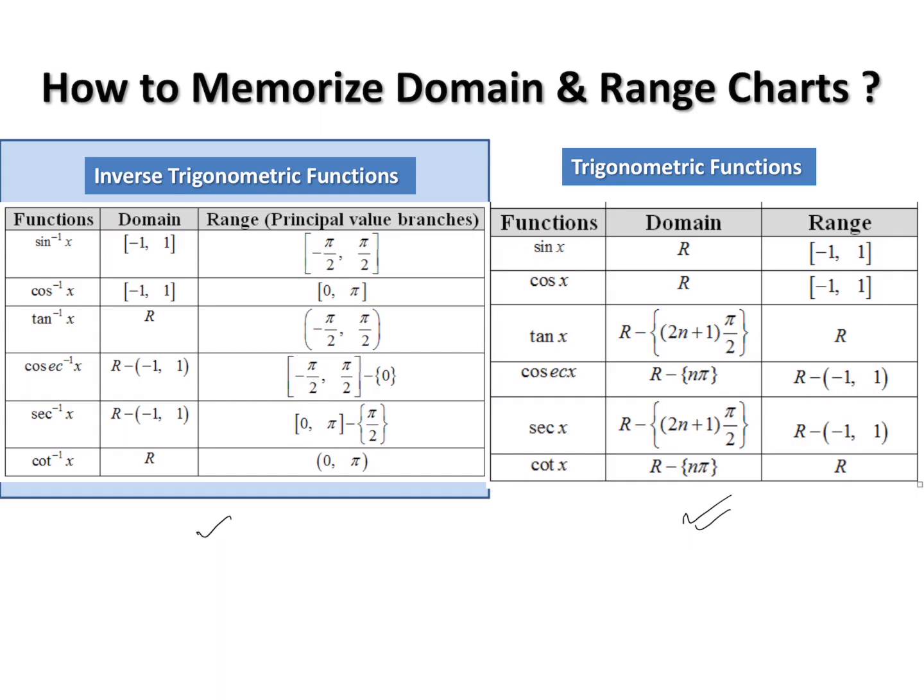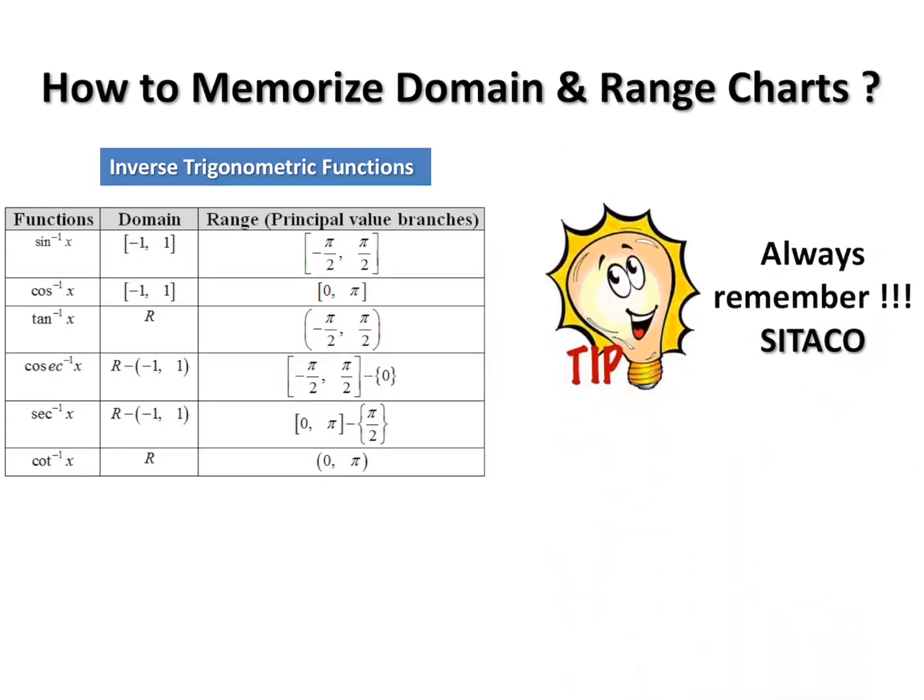Now the trick is that the domain of inverse trigonometric functions is equal to the range of trigonometric functions. Yes, you heard it right. Domain of inverse trigonometric functions is the same as range of normal trigonometric functions. So if I want to find the domain of sine inverse x, I will think what is the range of sine x. Now we are done with the domain part.